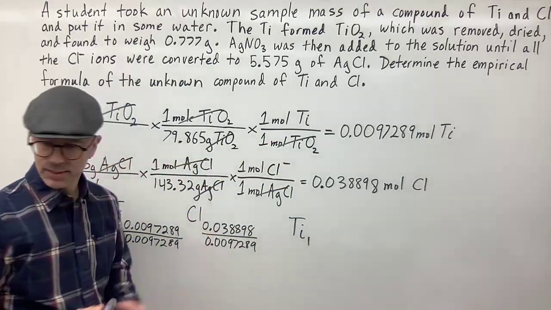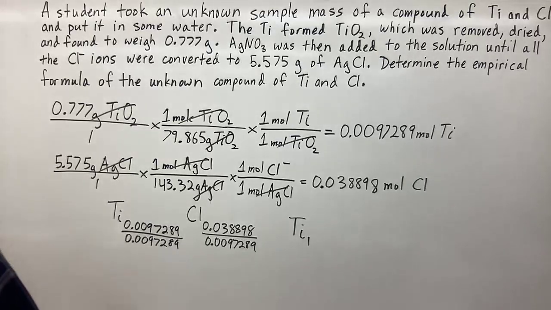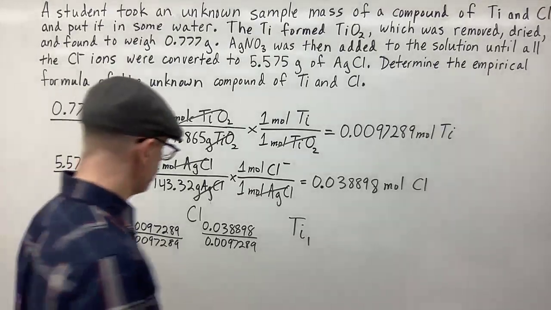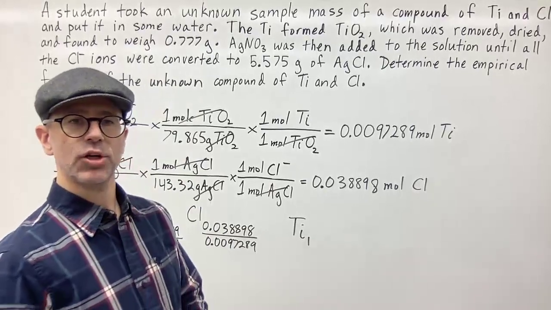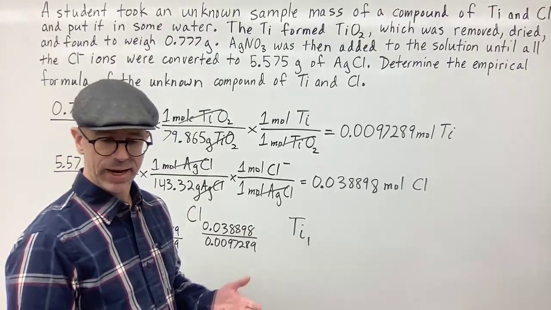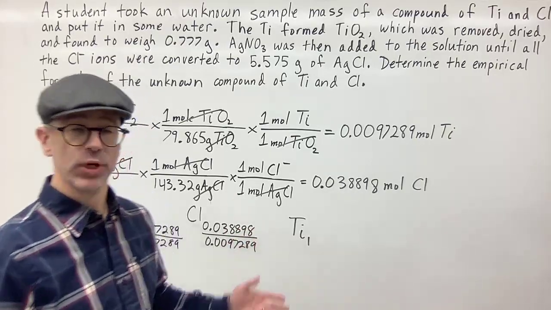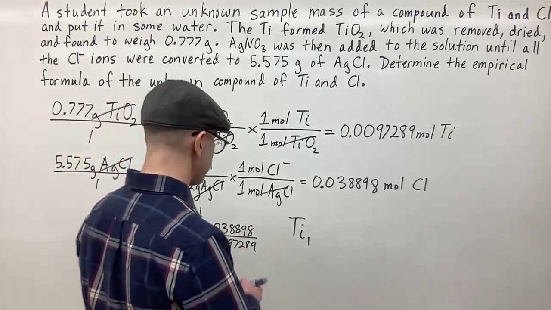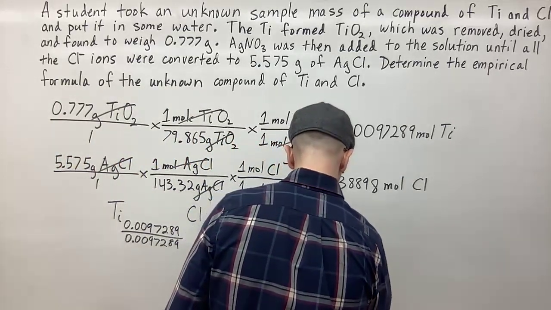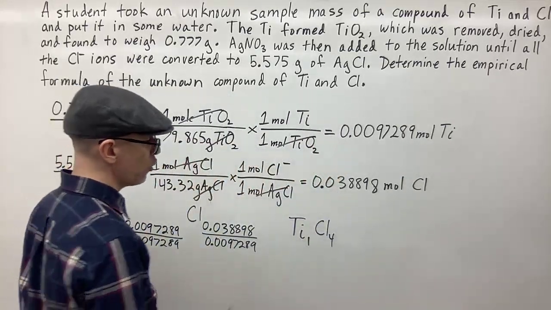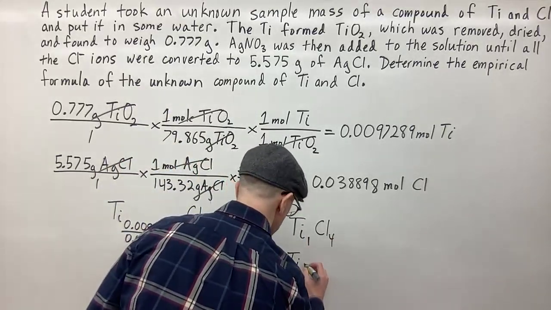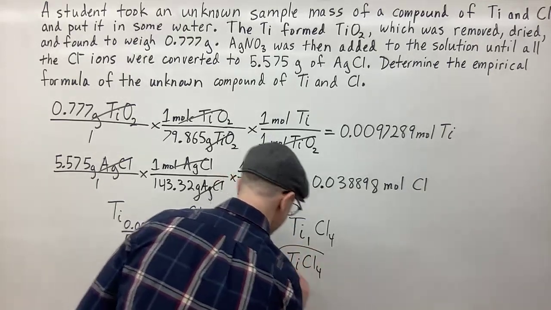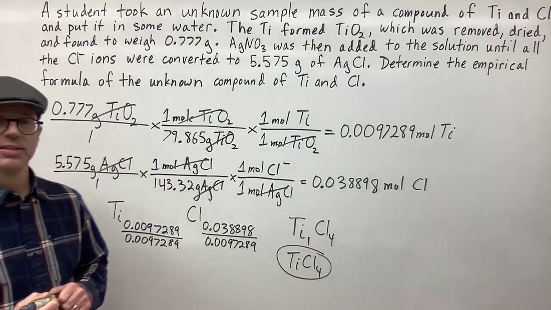And then I divide these. If I divide those, what do I get? I get a number really close to 4. And so you basically get like 3.99819. So you get a number really close to 4. So basically, it's going to be Cl4. And so this is the compound formula. So Ti without the 1, TiCl4 is the empirical formula for this substance.